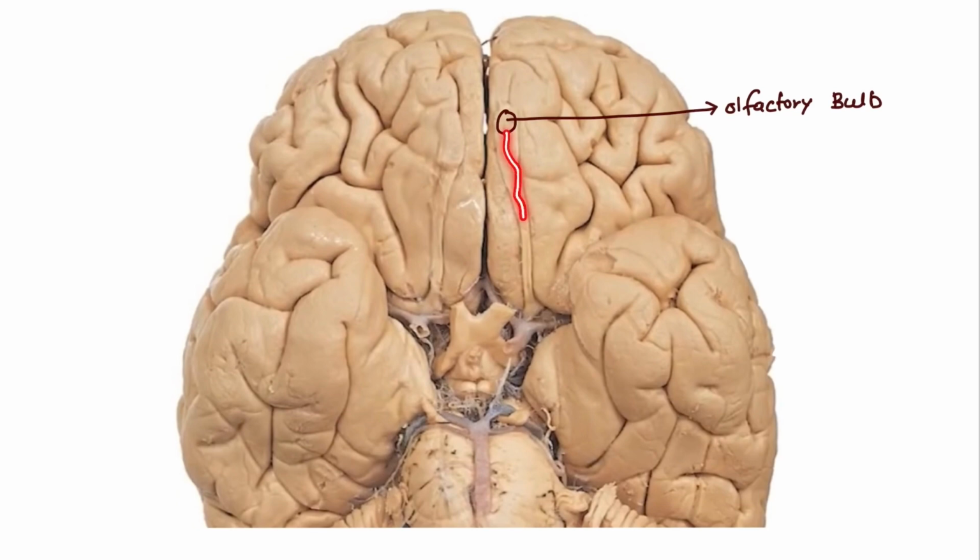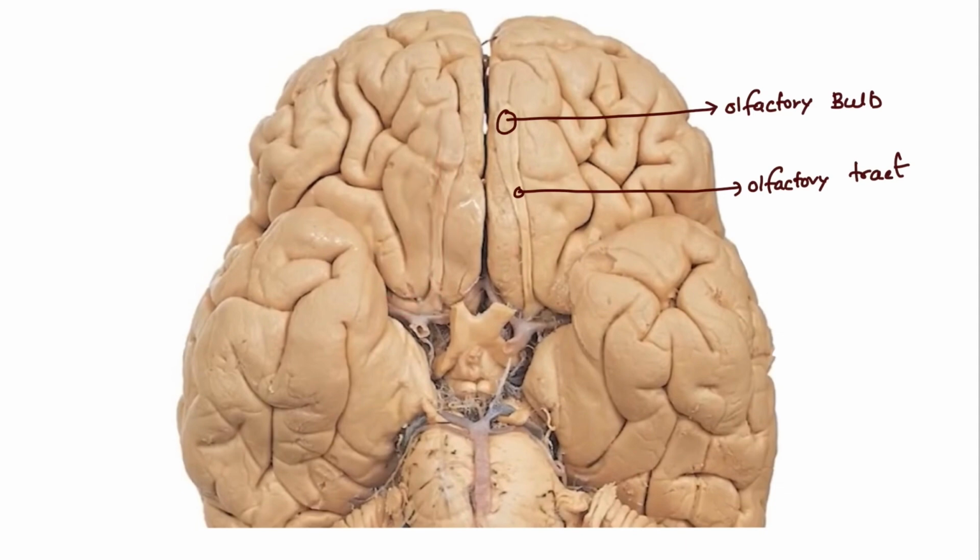Okay, now look over here, can you see this is the olfactory tract. Okay, and this olfactory tract is a bundle of nerve fibers that extends posteriorly from the olfactory bulb. So it carries sensory information from the olfactory bulb to the higher regions of the brain, such as the olfactory cortex.